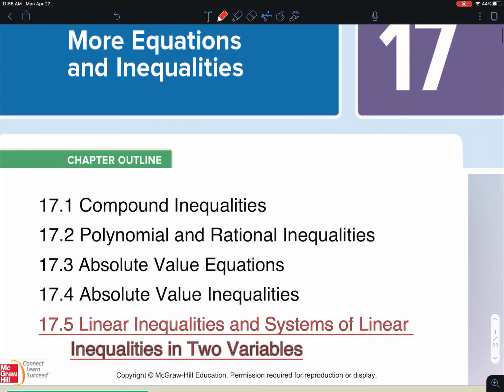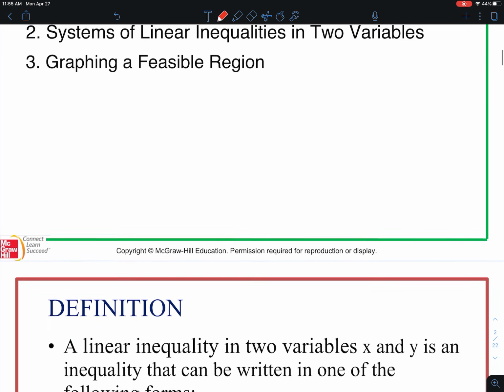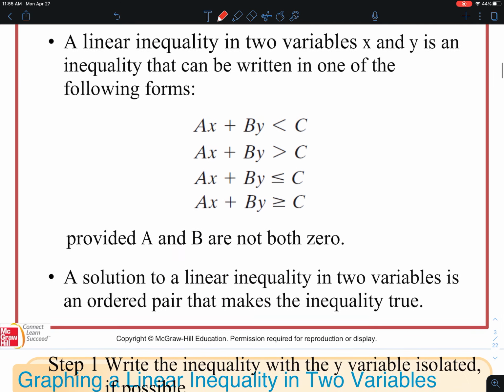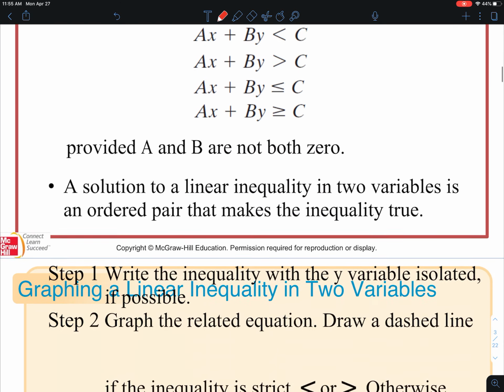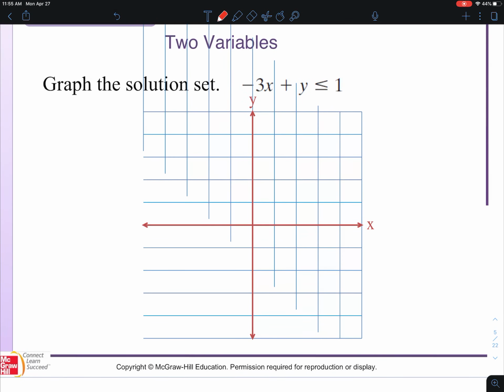So this is 17.5, and this will wrap up chapter 17 for us. And so we're going to do the first and the second objective for this one. Now, when you do these, they are slightly different. You don't graph them on a number line. So the best thing to do is to go ahead and rewrite it as an equation, just so we can go ahead and graph it, right?